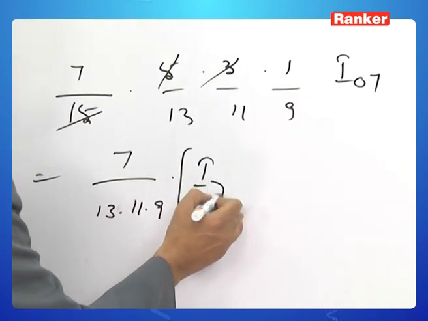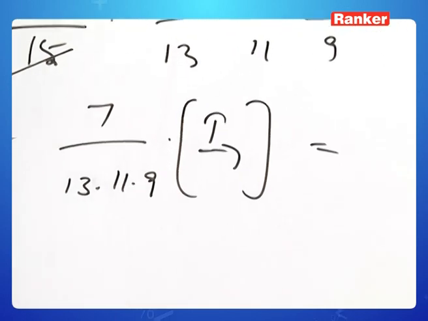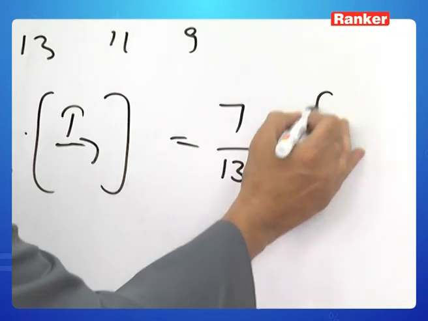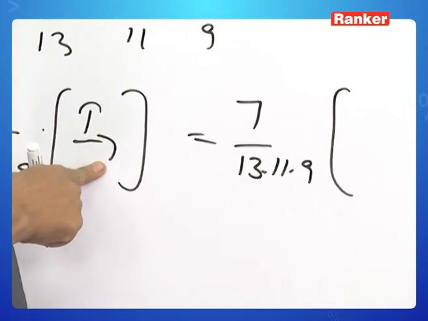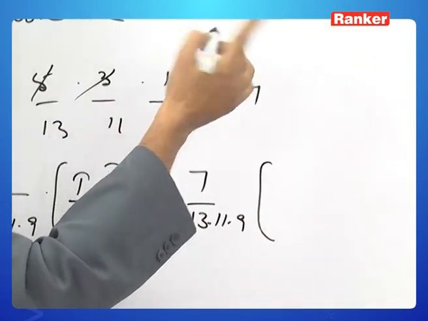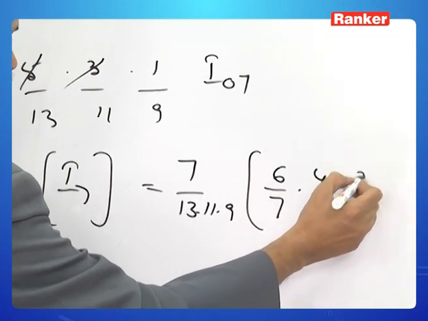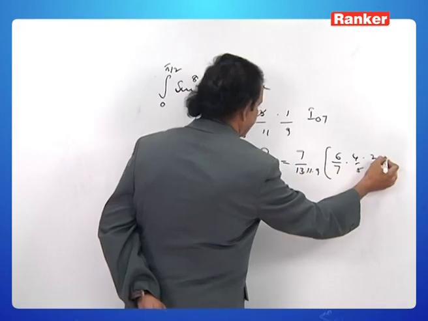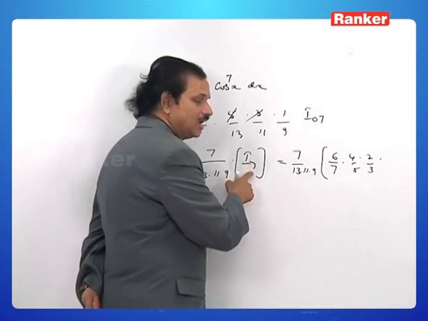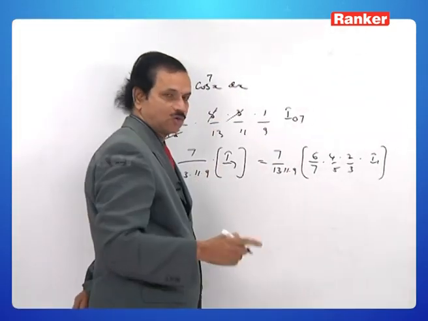I07 is nothing but I7. What is I7? The standard format of Wallis formula. Is it 7 by 13 into 11 into 9 into, come on, n is 7. So what is the starting step there in Wallis formula? N minus 1 by n. N minus 1 is 6 by 7, 4, 2, 5, 3 into what is n? Is it even or odd? Odd. If it is odd, we have I1. What is I1? 1, of course.